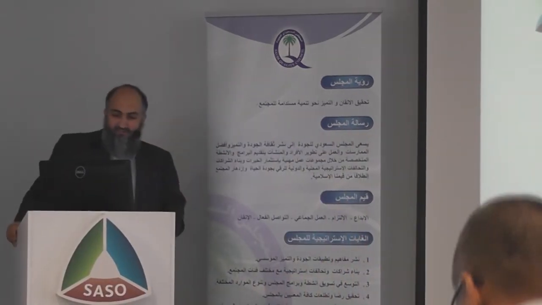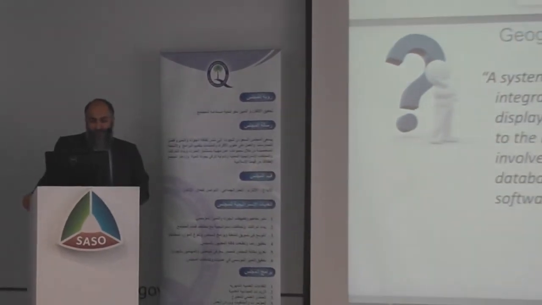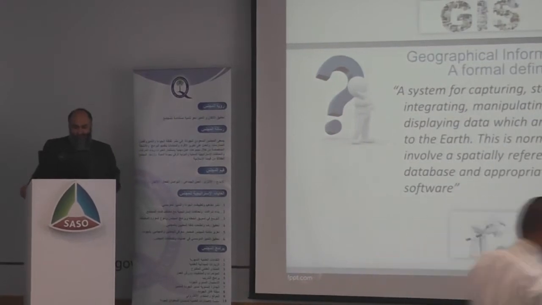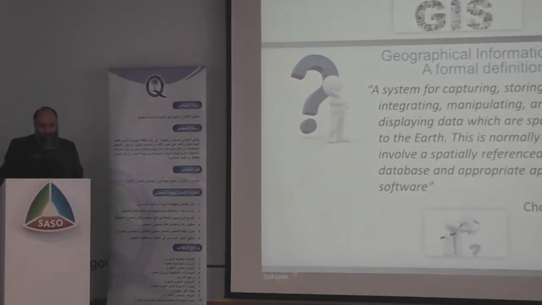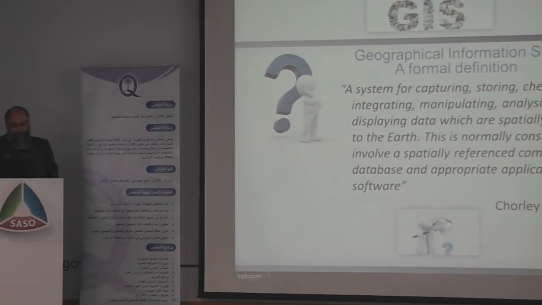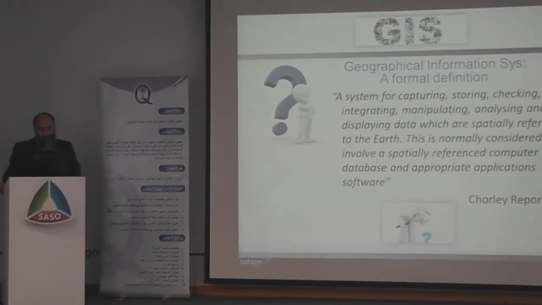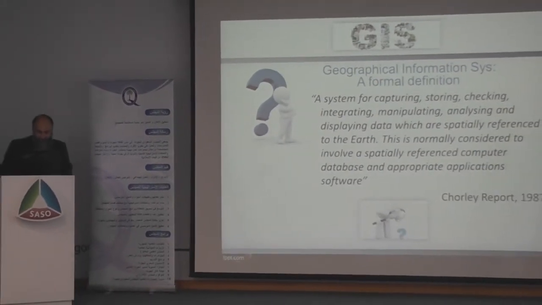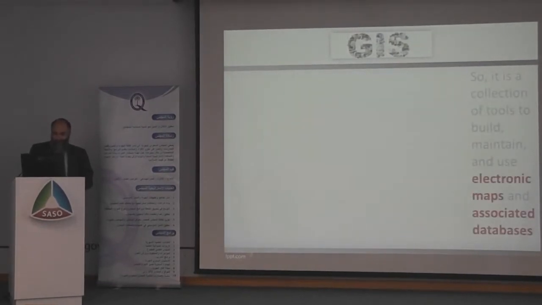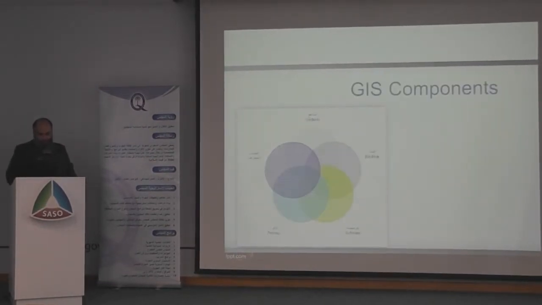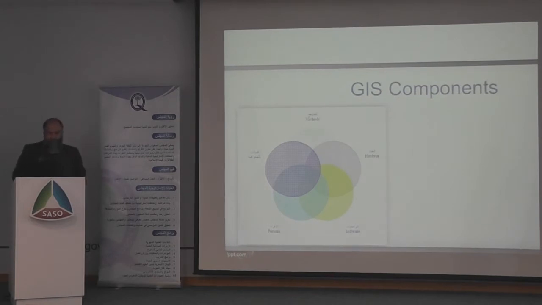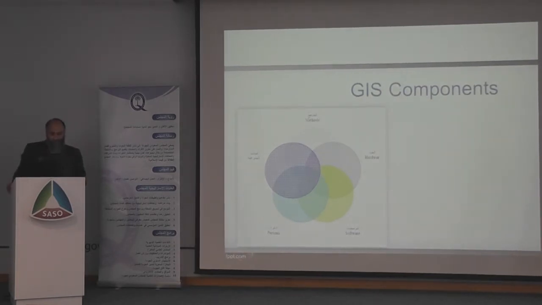A Geographical Information System is a system for capturing, storing, checking, integrating, manipulating, analyzing, and displaying data which are spatially referenced to the Earth. This is normally considered to involve a spatially referenced computer database and appropriate applications software. Now, there are several components to the GIS: the methods used, the hardware, the software, the people involved, and the geographical data.